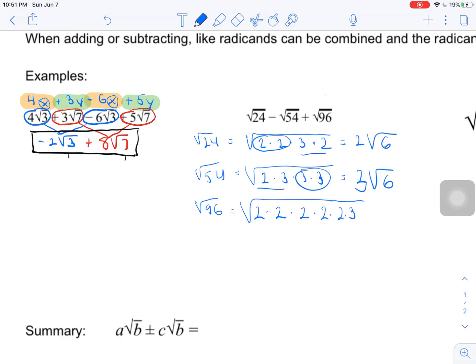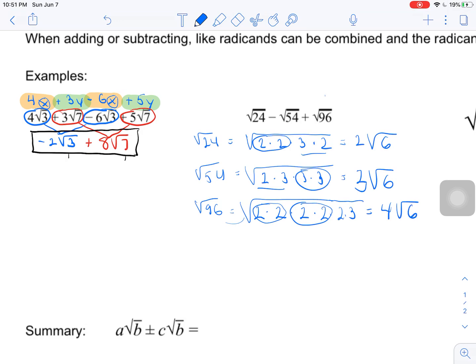And then one more, 2 times 3. So this one I've got a couple of pairs of things I could pull out. So I could pull out 2 2s. If I pull out 2 2s, I'm going to end up with 2 times 2 sitting on the outside, which would be 4. And then my leftovers are square root of 6.